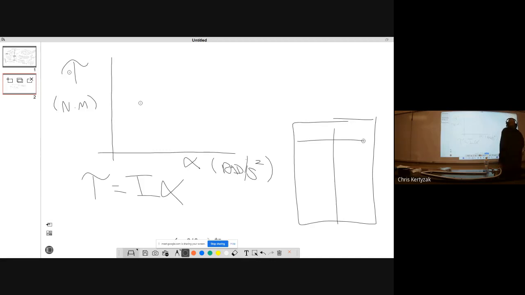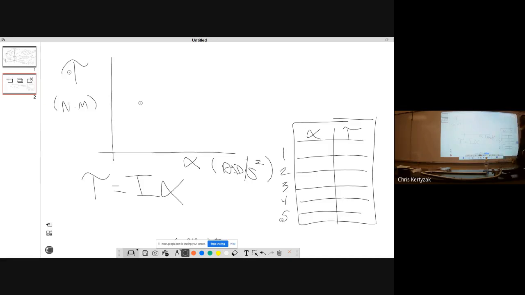You would have a data table, right? You would have torque, you'd have alpha, and you'd have all your different trials, whatever amount that you decided to do. And then you decide that you're going to plot them. What would the shape of this be? What should the shape of this be?